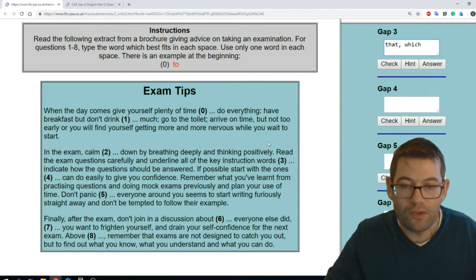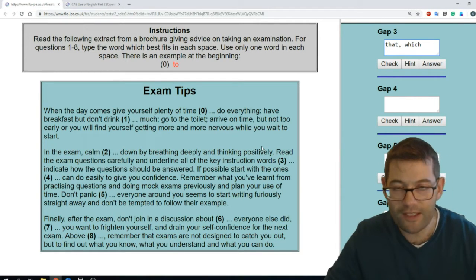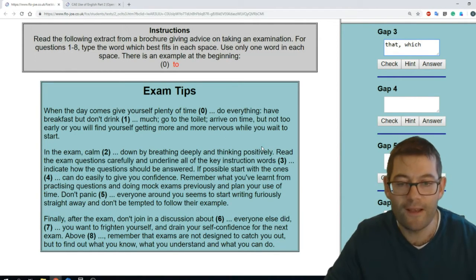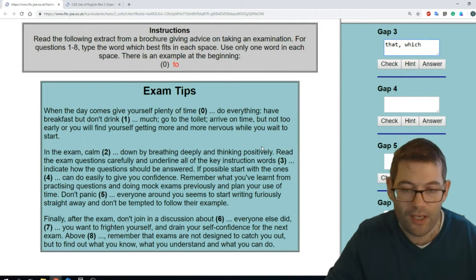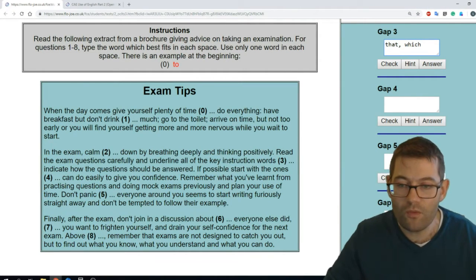If possible, wonderful. I love conditionals. Conditionals are very, very flexible, very, very useful language structures in English. If possible, start with the ones you can do easily to give you confidence.